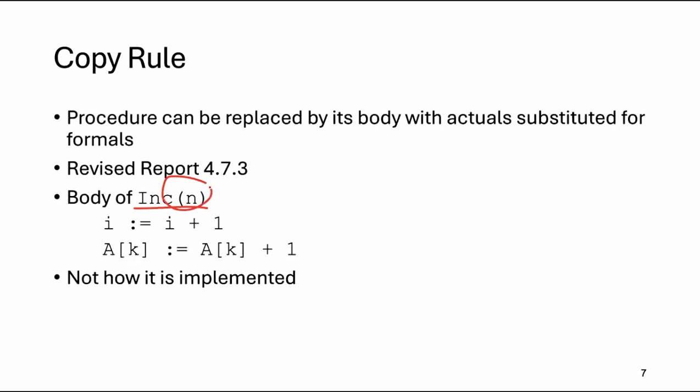So the n here will be substituted by the actuals we have, which is basically I, if we want to increment I. Or if we have an array and we want to increment one element of the array, that is what we send to the increment function, and that is exactly what is going to be incremented, the A of k. Again, the copy rule: the procedure can be replaced by its body with actuals substituted for the formals, as if we have rewritten the body of the function.